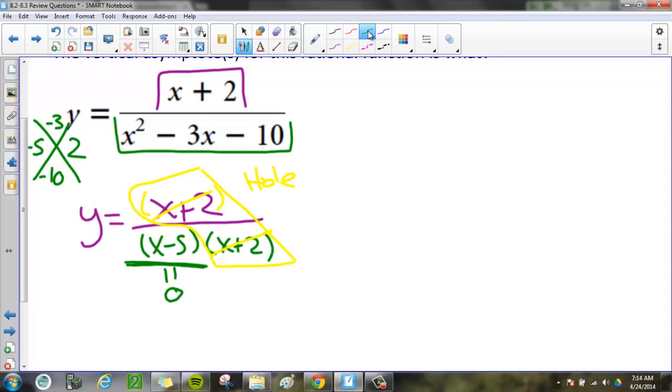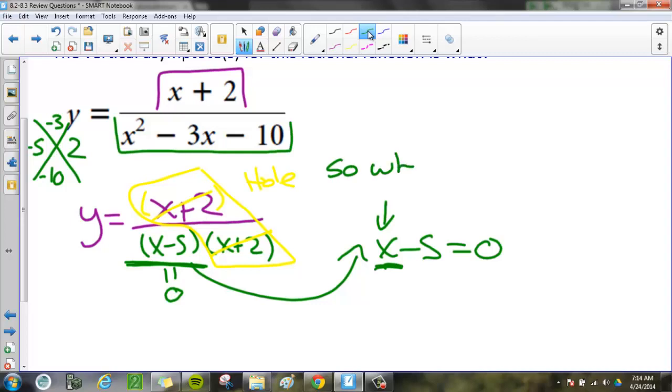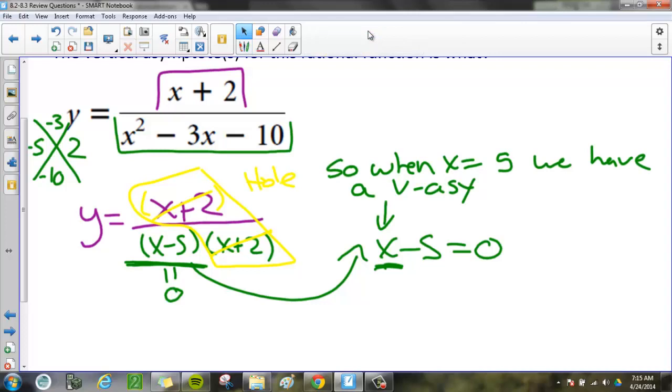So we just take this x minus 5 and we set it equal to 0. Well, what minus 5 equals 0? 5. So when x equals 5, we have a vertical asymptote. Okay, a vertical asymptote. There we go.